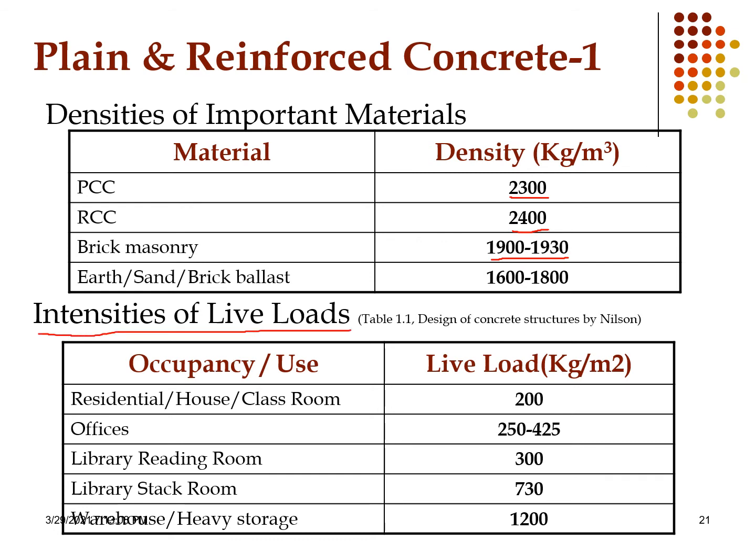Now intensities of live load. If the live load is not given, then for residential house or classroom, we can assume 200 kg per meter square. If we are designing an office building, the intensity of live load we can consider 250 to 425 kg per meter square. If we have a library reading room, we can assume 300 kg per meter square. If we have a library stack room, we can consider 730 kg per meter square. So this is the table basically if we want to use the intensities of the live load.